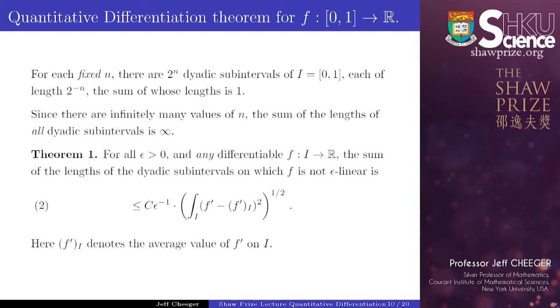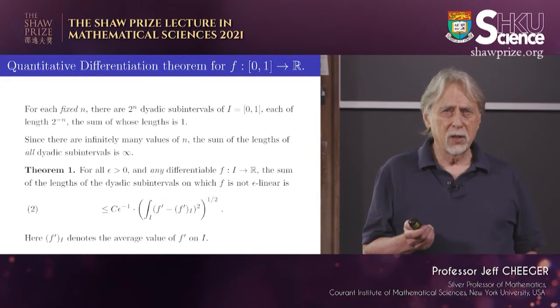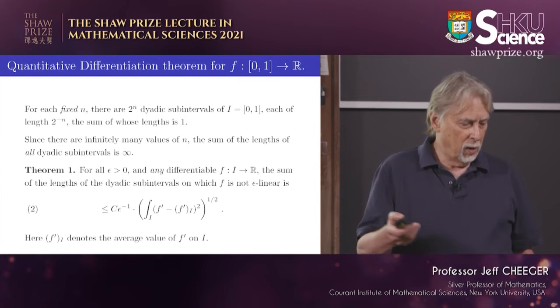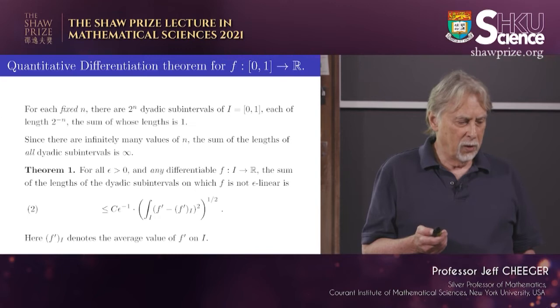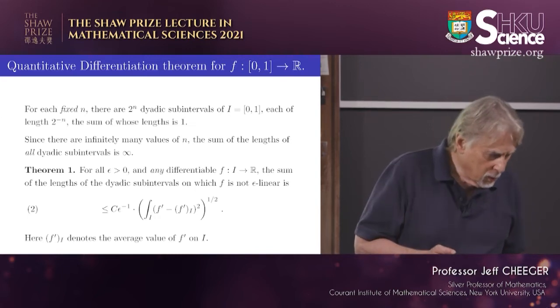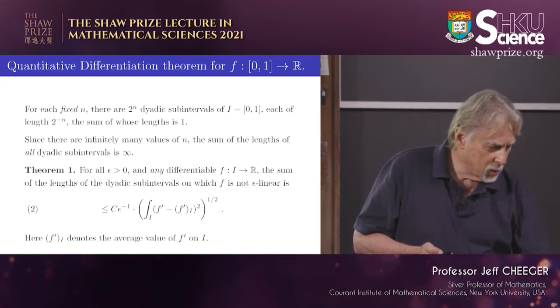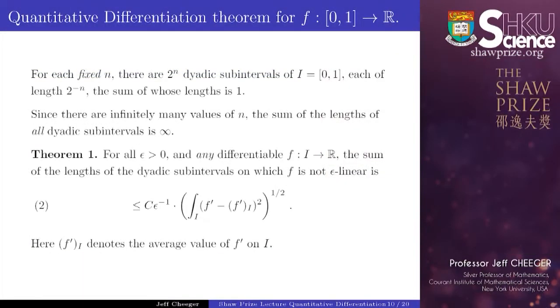So now here is the main theorem. Here's the one that we want to understand the proof of, but first we want to understand the meaning of it. So remember, for each n, there are 2 to the nth dyadic subintervals. And on the other hand, their lengths, of course, add up to 1. However, there are infinitely many values of n. And so the sum of the lengths of all possible dyadic subintervals is infinity. Okay, so now here comes the theorem.